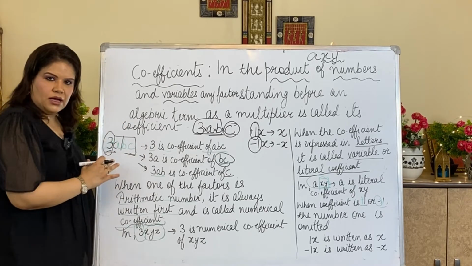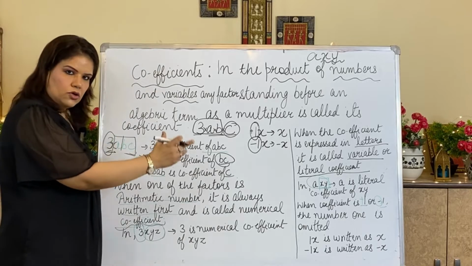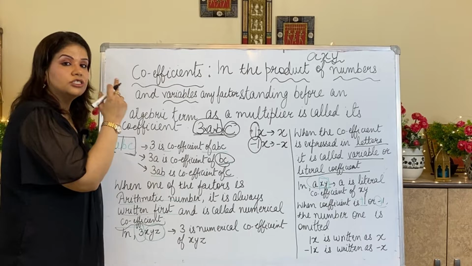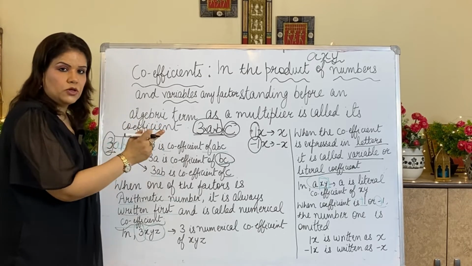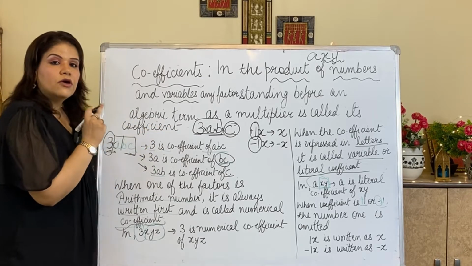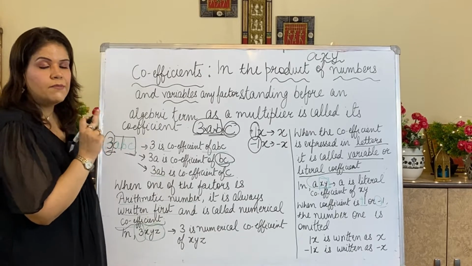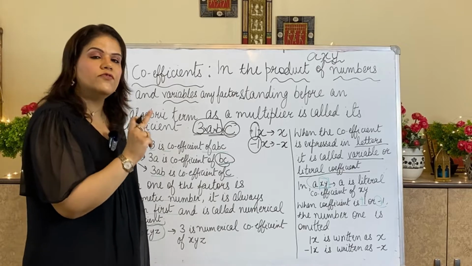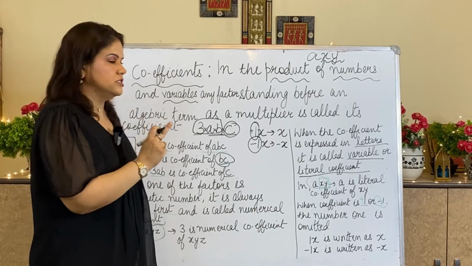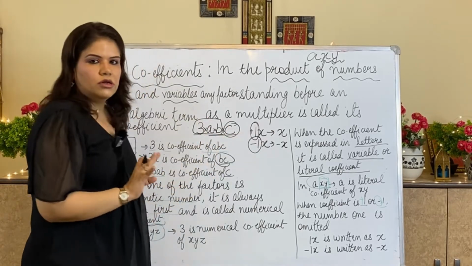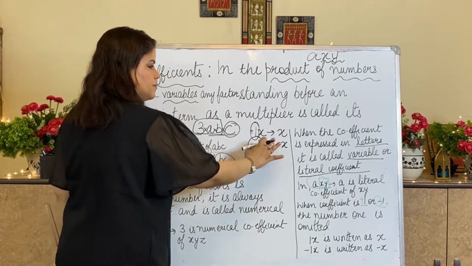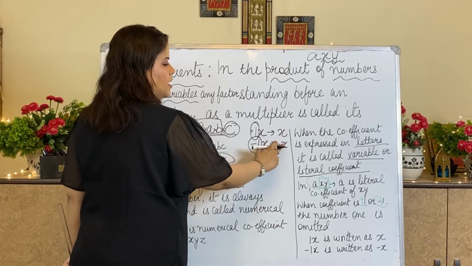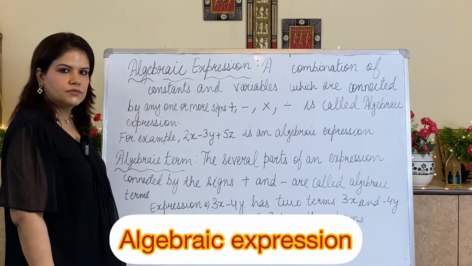If it is a numerical number, it will be numerical coefficient. If it is a variable, it will be literal coefficient or variable coefficient. And 1 and minus 1 are generally omitted, and they are always written with signs. For positive sign we don't write positive x. It will be written as x only. But for minus 1x, I will be writing minus x.